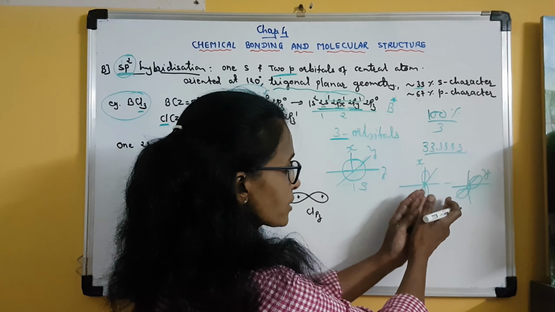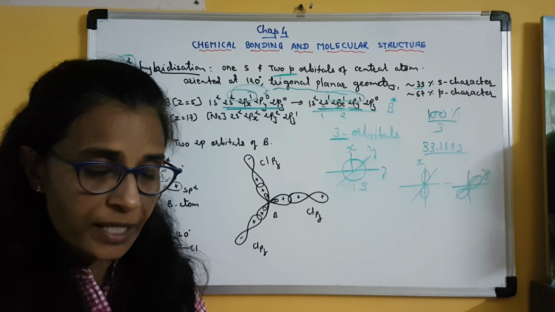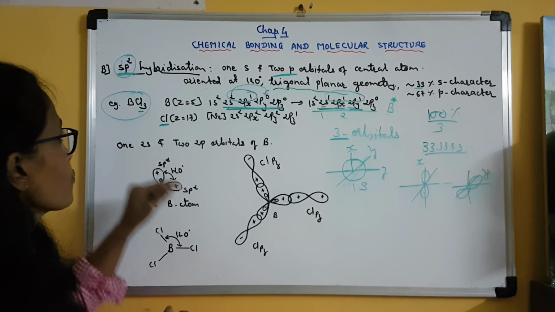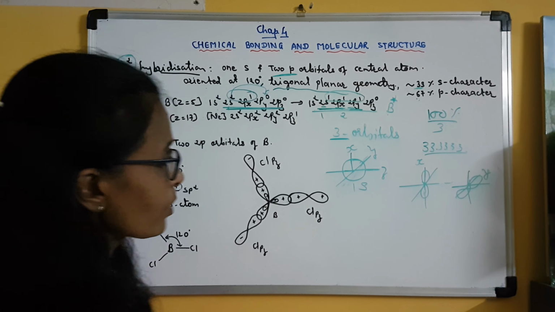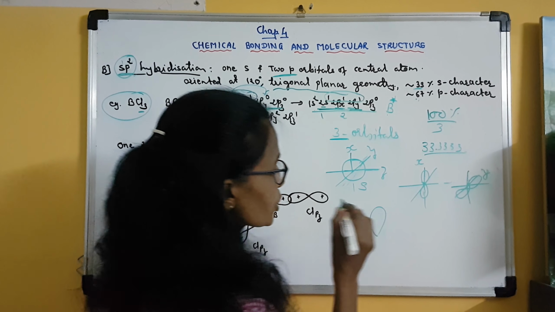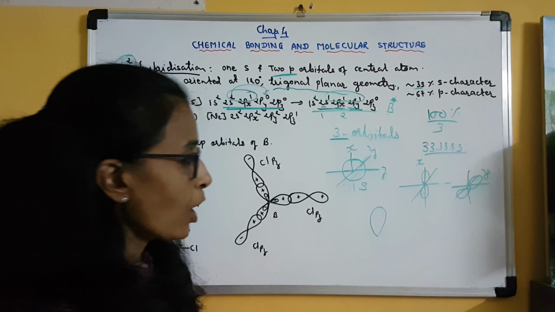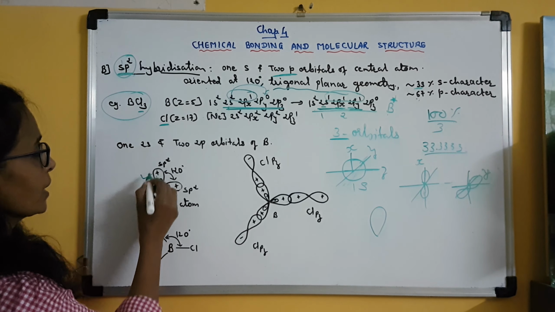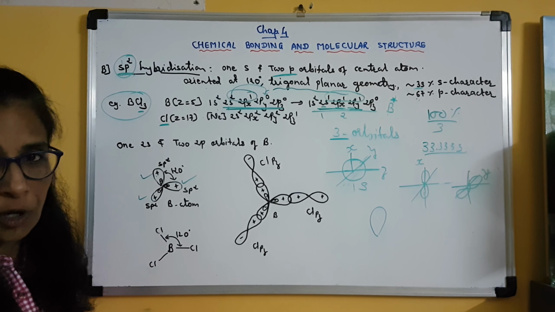But after these 3 orbitals are mixed up, overlapped, hybridized, 3 hybrid orbitals are produced, which are called sp2 hybrid orbitals. Now these hybrid orbitals have identical shape like this. Clear? This is the leaf-like shape of a hybrid orbital. So this is one sp2 hybrid orbital, this is another sp2 hybrid orbital, and this is the third sp2 hybrid orbital.